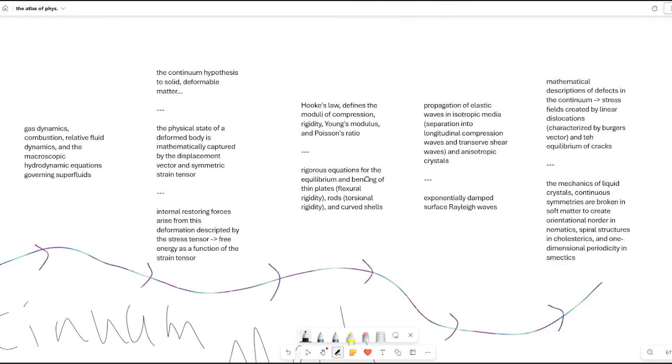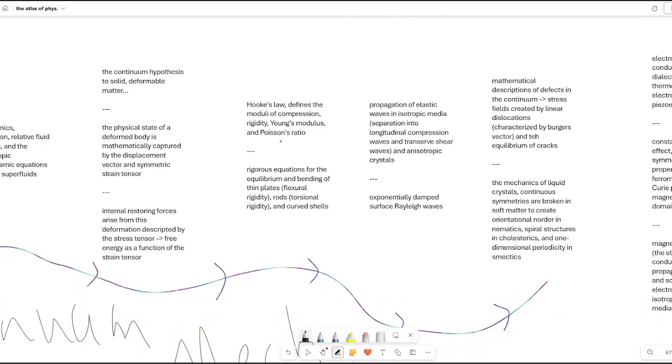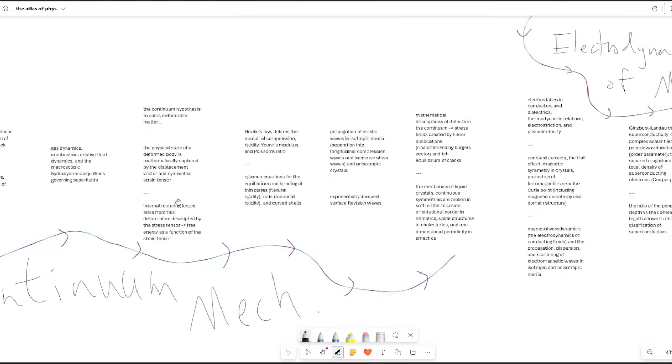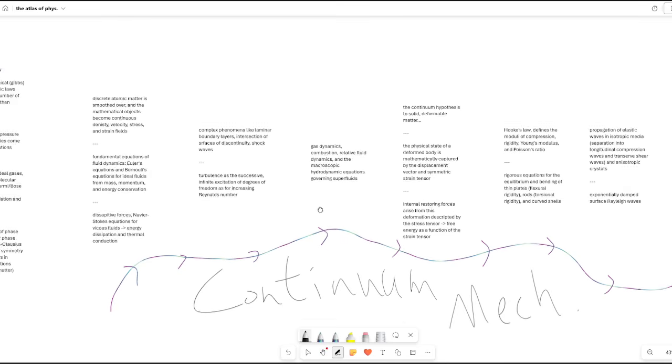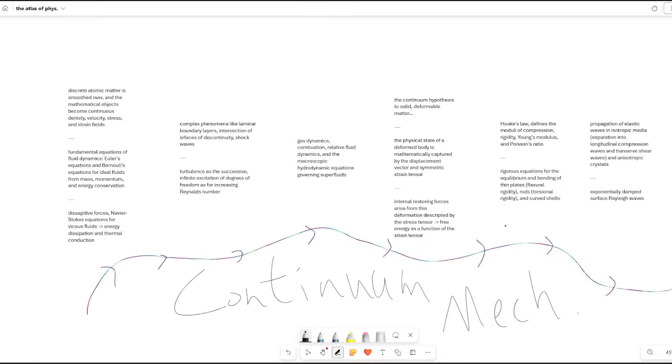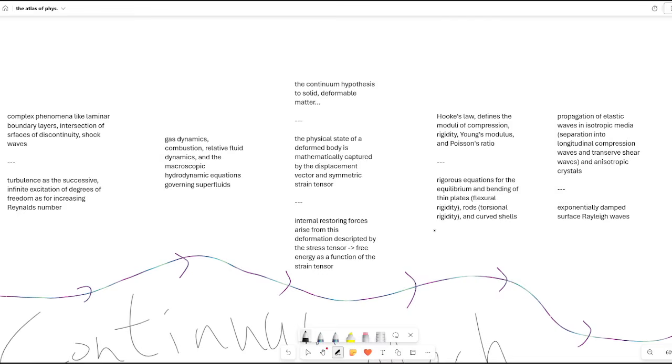Hooke's law defines the modulus of compression, rigidity, Young's modulus and Poisson's ratio. All of these become very important in elastics and even engineering. A lot of engineers use these results, or not results, but these disciplines in theoretical physics. Really, continuum mechanics is the realm of a lot of engineering, but it is completely a field of theoretical physics that's worth going into.